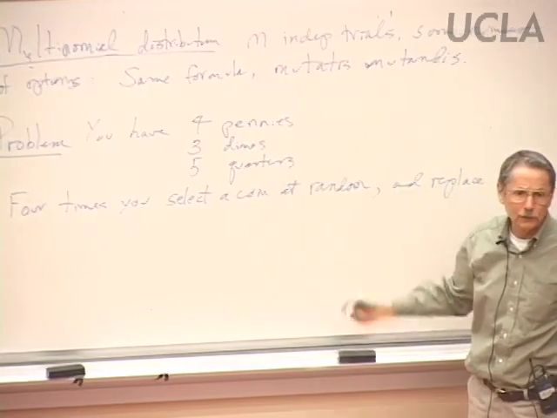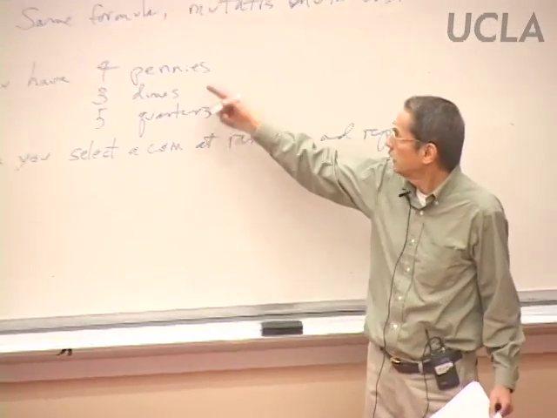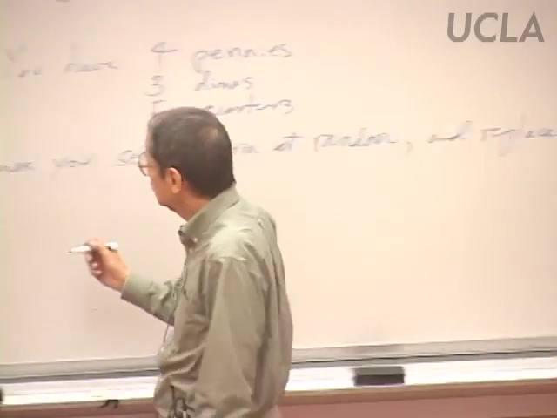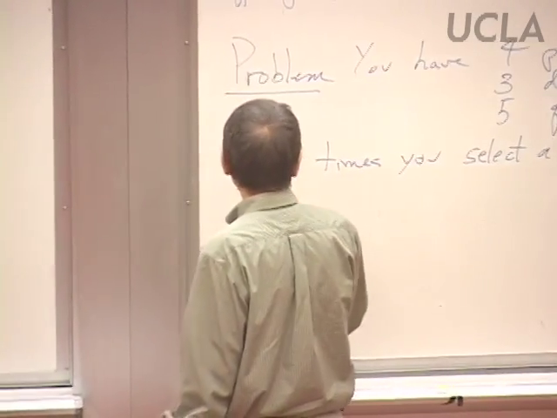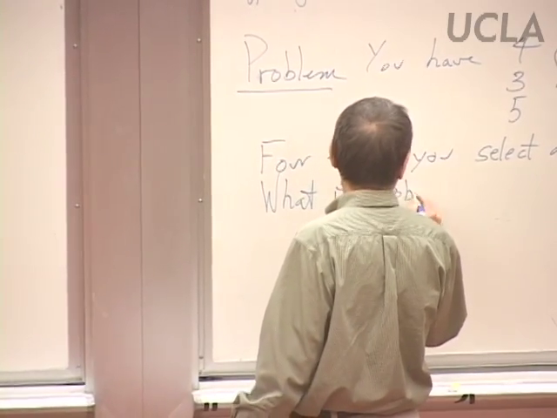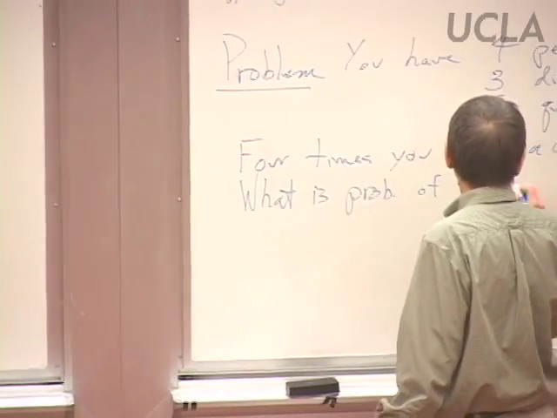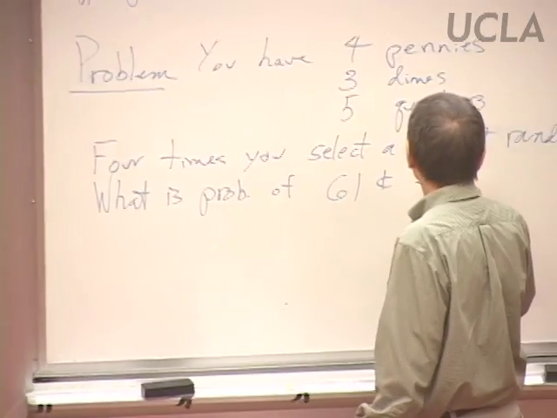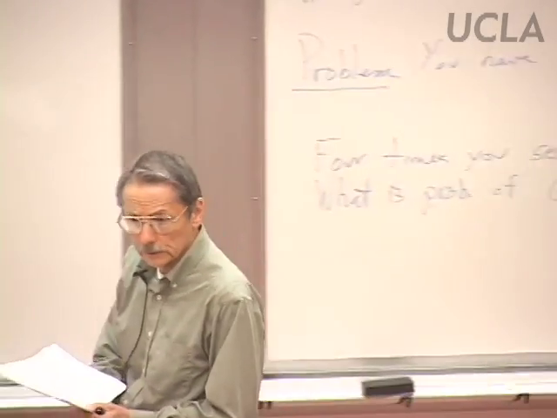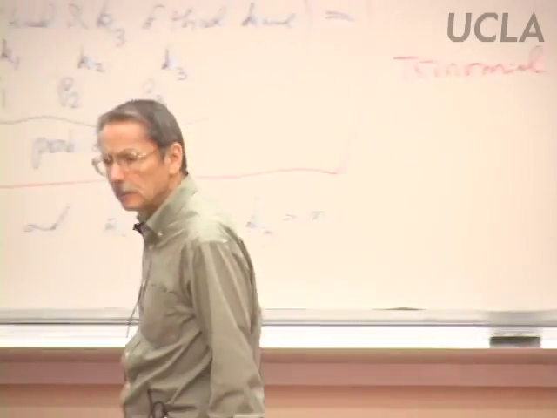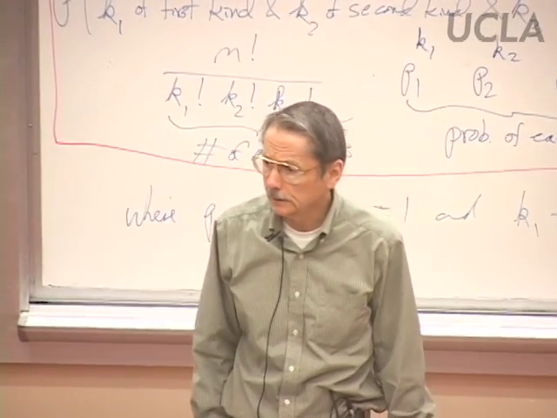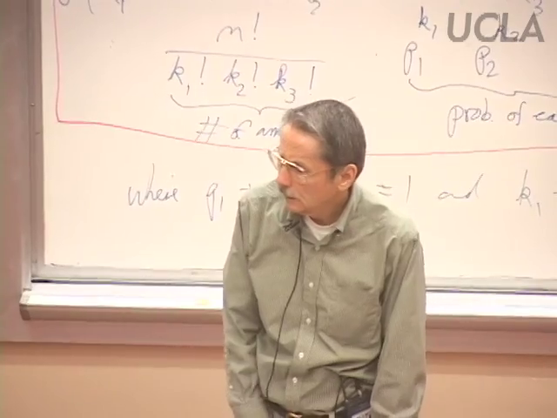Well, so there's 12 coins altogether. We know how likely it is that you'll choose a penny. Here's the question. What's the probability of 61 cents? That is, you're selecting these 4 coins. Add them up. What are they worth? Maybe 61 cents. That could happen. How?